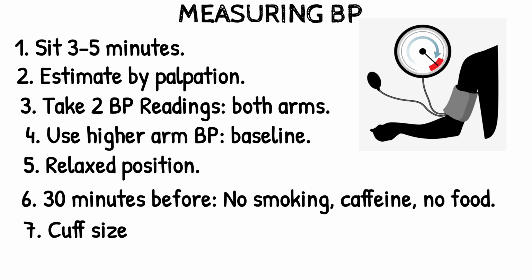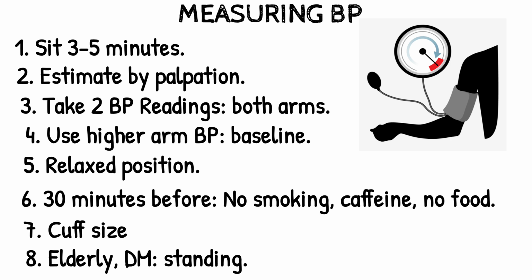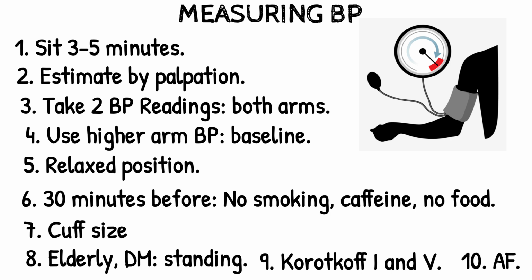In people at risk of orthostatic hypertension, such as the elderly or diabetic patients, remember to also take the blood pressure in a standing position. Systolic blood pressure is measured at first appearance of sound, that is Korotkoff sound 1, and diastolic blood pressure is measured at the disappearance of sound, that is Korotkoff sound 5. Take repeated readings in patients with dysrhythmias, such as atrial fibrillation.